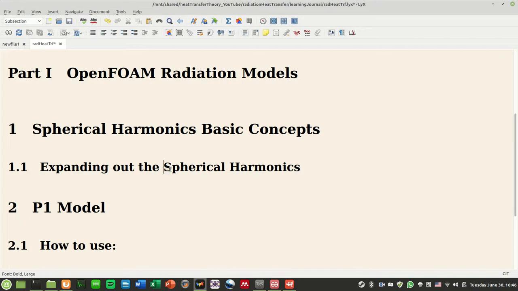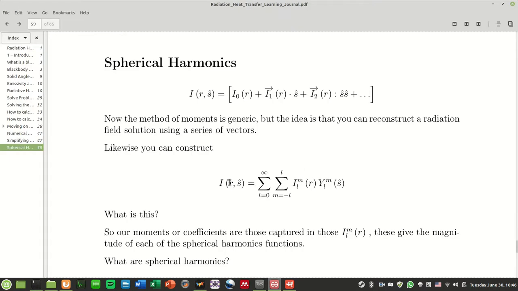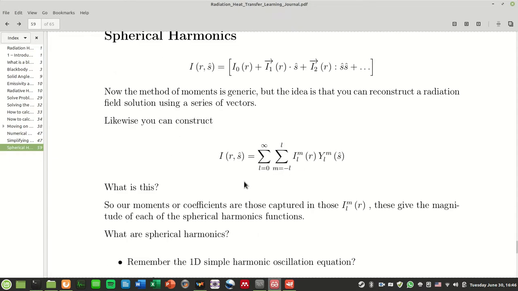Not the spherical harmonics, the intensity field. So we have this scary looking thing here, but I'm trying to say that it's not so scary. So do be patient with me as I try to expand out some of this expression here. Let me move my microphone to a more convenient position.